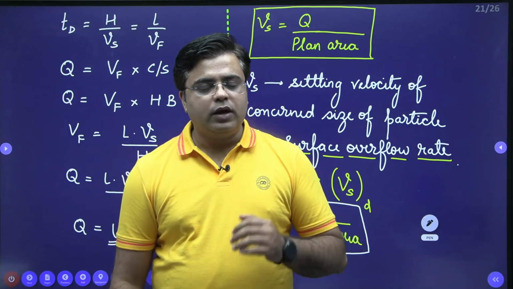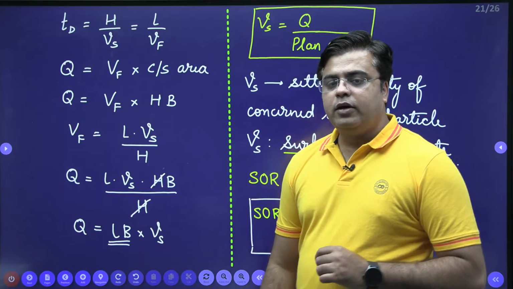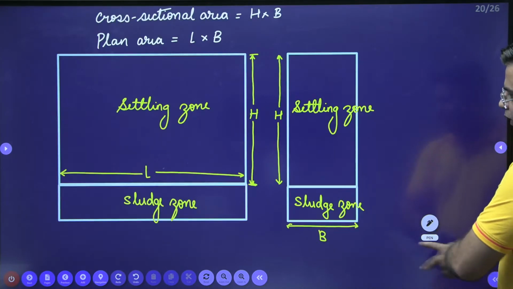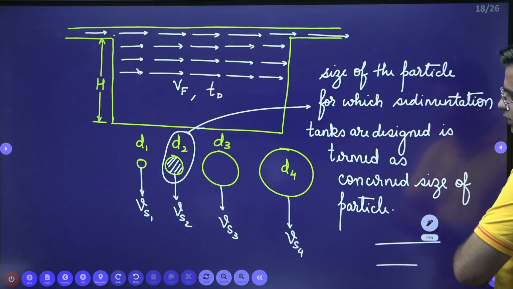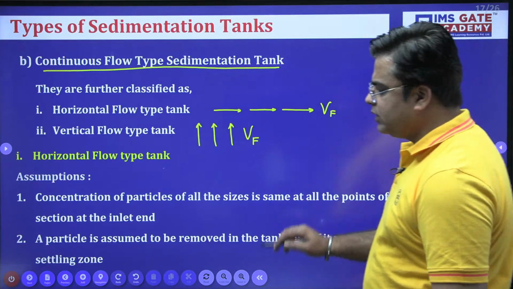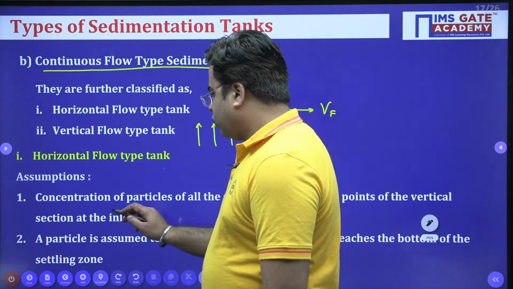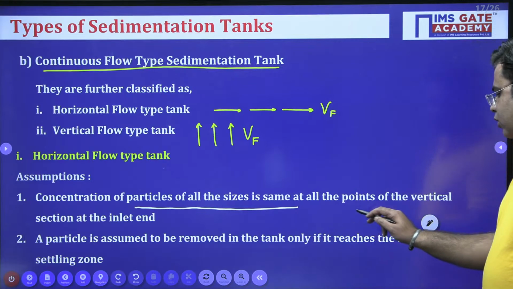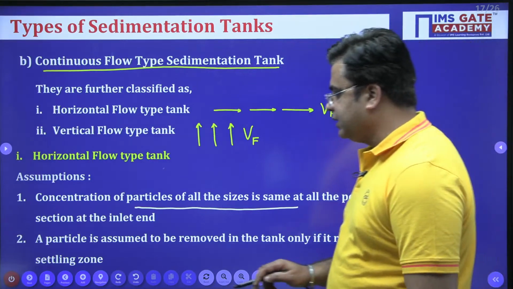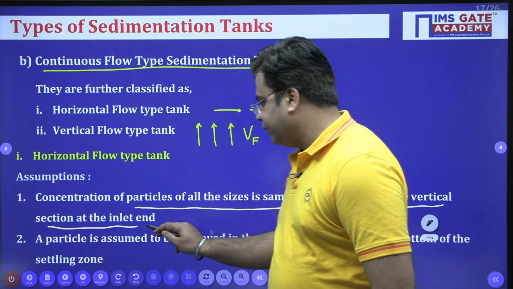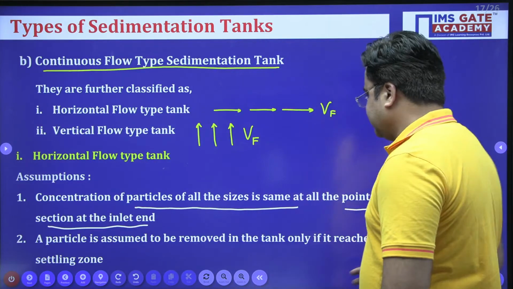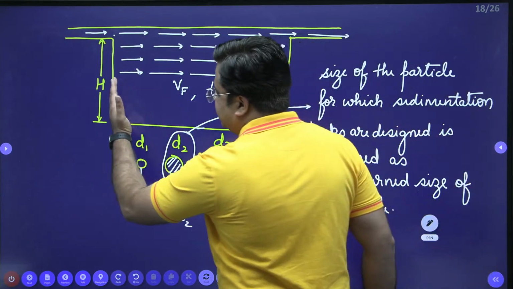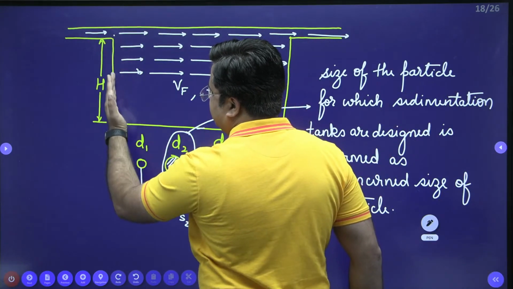Now we will analyze this tank with respect to other sizes of particles. For that analysis, we need to have these two assumptions. First assumption is that the concentration of particles of all the sizes is the same at all the points of the vertical section at the inlet end. It means this is the section from where water is entering into the tank. This is my vertical section.